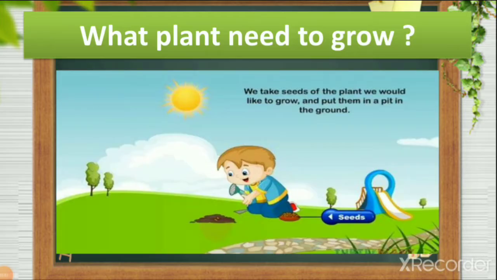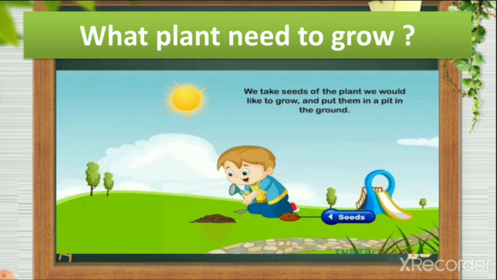First, we learned what plants need to grow. The first thing we need to grow a plant is a seed. Here you can see a boy planting a seed. We take the seed of the plant we would like to grow and put it in a pit in the ground. First, when we start growing a plant, we need to plough the land. Then we add the seed inside it and then we cover it.